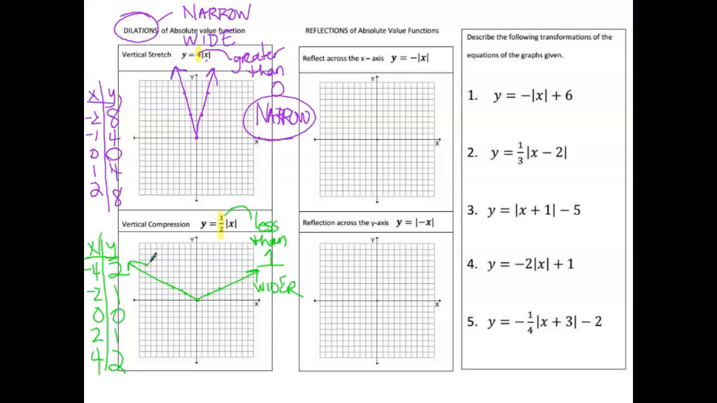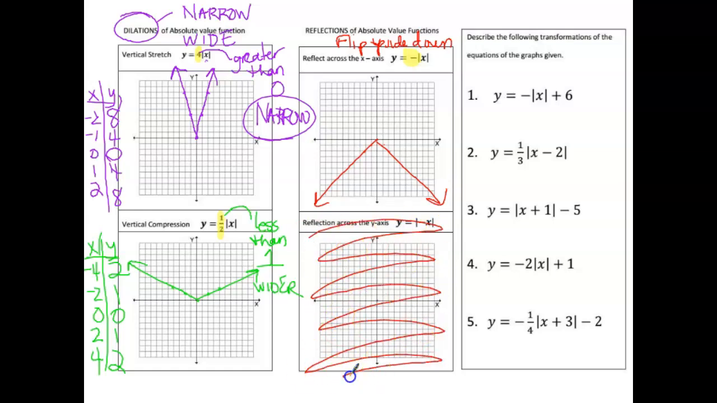The last one we're going to do is a reflection. So this is what you have to pay attention to on this last one when there is a negative. A negative means you flip upside down. So instead of your V going up, your V is going to go down. So we start at 0, 0. And instead of going up 1, right 1, we're going to go down 1, right 1, down 1, right 1, down 1, left 1, down 1, left 1. And your V will be upside down.